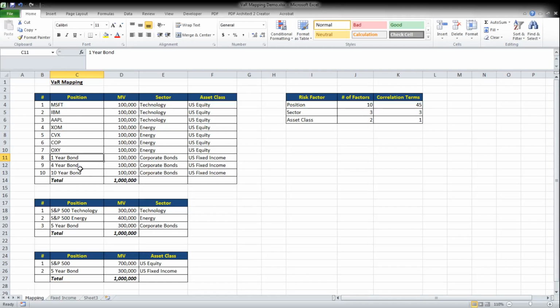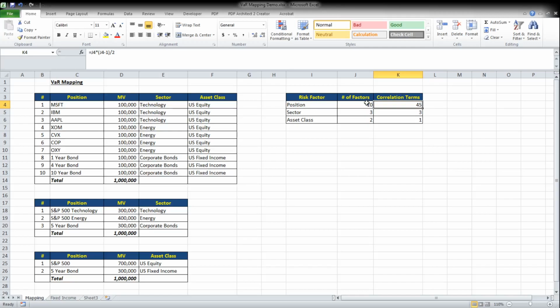So with 10 positions, it turns out that we will need 45 different correlation terms. The formula for it is 10 times 10 minus 1 divided by 2. So I have the formula here. So with 10 factors, we need 10 times 10 minus 1 divided by 2 correlation terms, which is 45 different terms for a portfolio of 10 positions.